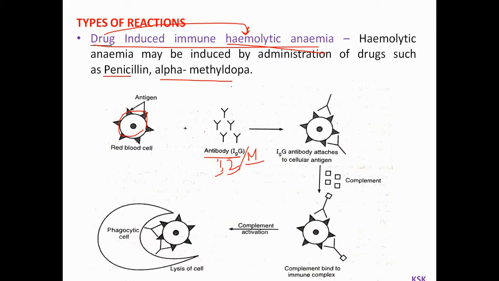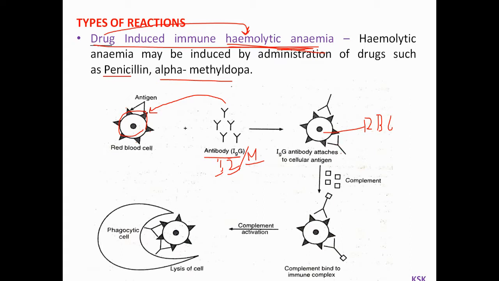Any of these antibodies attach to these antigens. You can see here the IgG antibody attaches to the cellular antigen. What is this cell? This cell is the RBC. I am explaining the mechanism of how hemolytic anemia takes place. The RBCs are coated with antigens, and the antibody immunoglobulin G, G1, G2 or M attaches to these antigens, resulting in the formation of an antigen antibody complex.